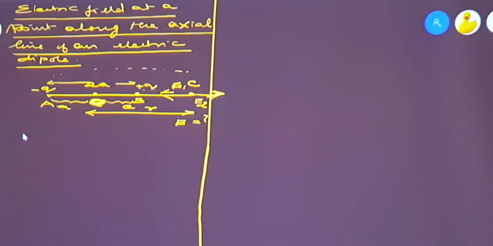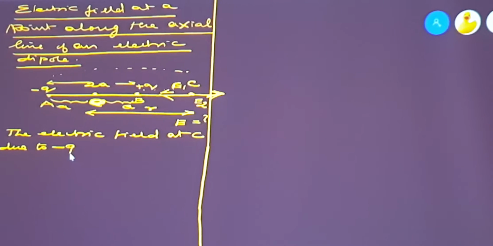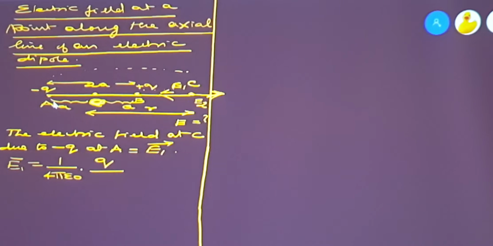First I am writing the electric field at C due to the negative charge minus Q kept at A, which is E1, or I can write it as E1 vector. E1 vector is equal to, as we have calculated for a point charge, 1 divided by 4 pi epsilon 0 times the magnitude of the charge divided by the square of the distance. What distance? From minus Q to the point C, that is from A to C. So if it is due to minus Q, then I am stating it as E1.